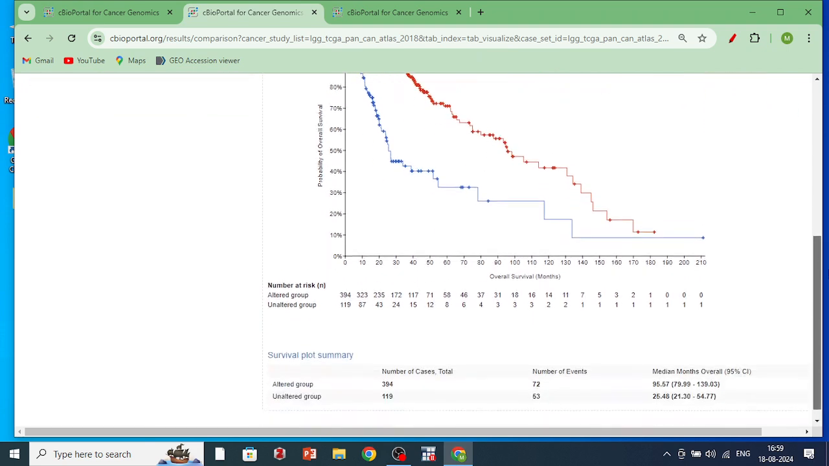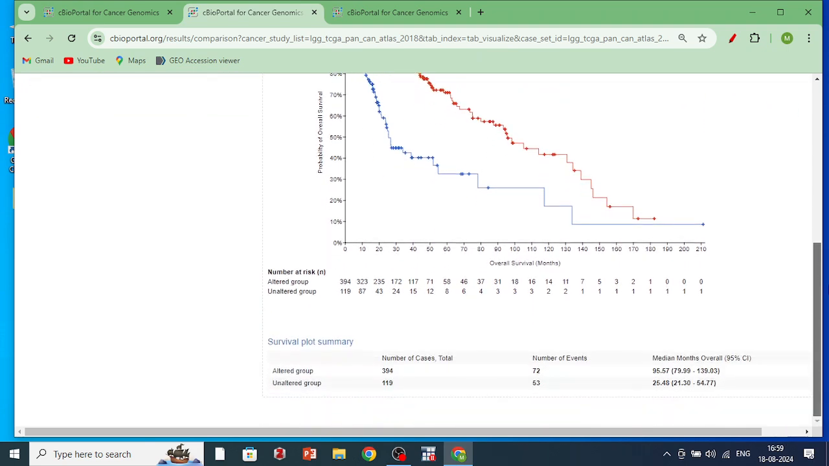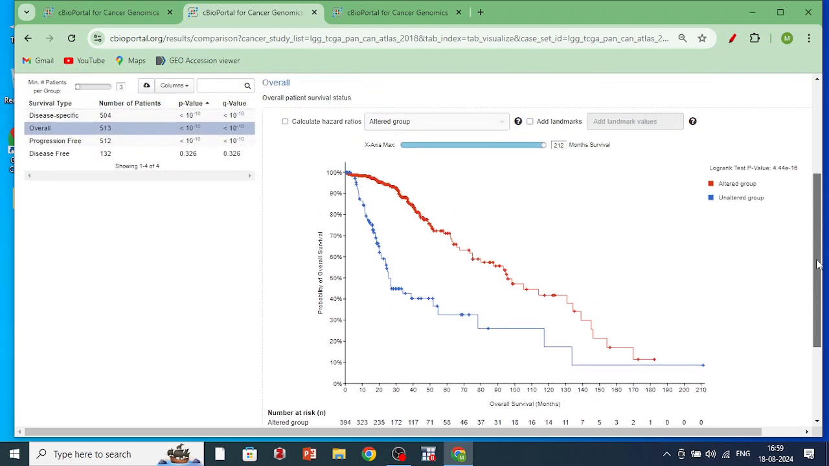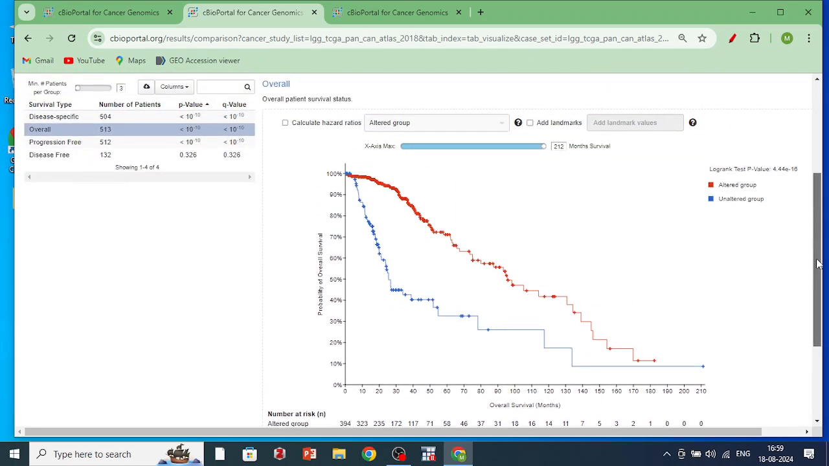So clearly you can see the survival plot summary, you can see the median survival months, those are very much different in the altered and the unaltered group. So these are some of the parameters you will commonly see in the Kaplan Meier survival analysis.